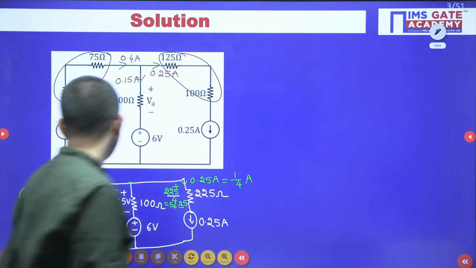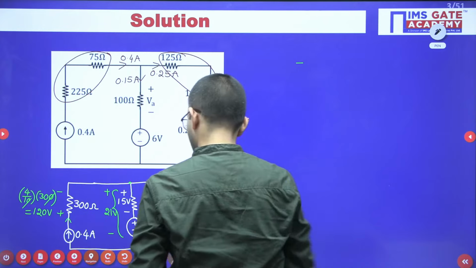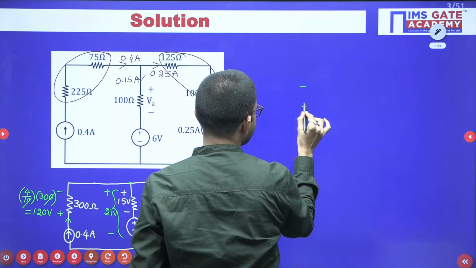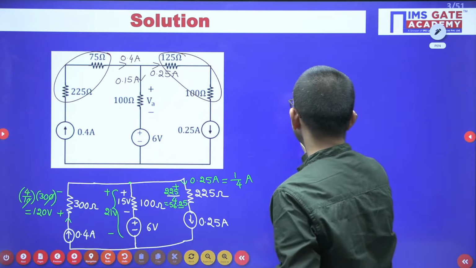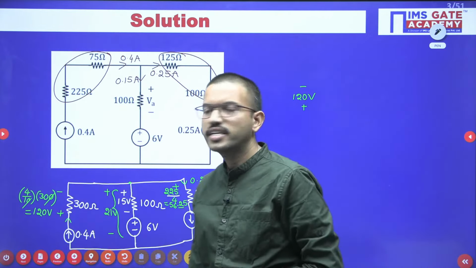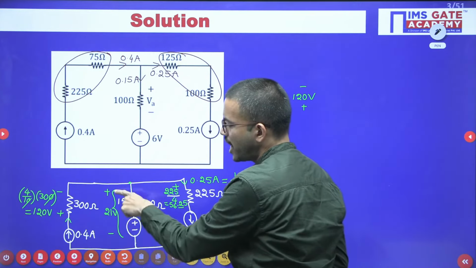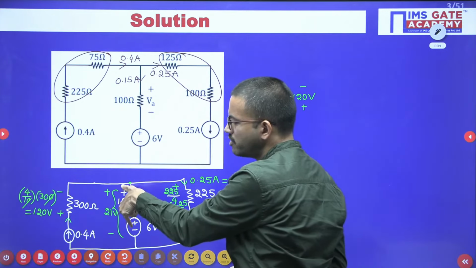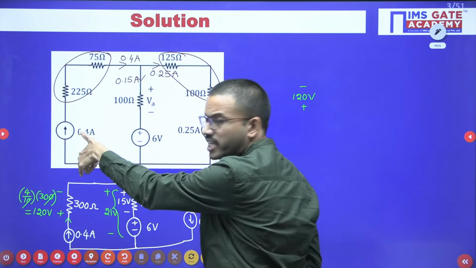Now if you carefully observe the representation I am having here, across the 300 ohm resistor you are having 120 volts. The voltage polarities are minus plus. And here in this branch, together you are having 21 volts. Now whatever the 21 volts you are having here, for the time being, I am just bringing this entire combination vertically like this.